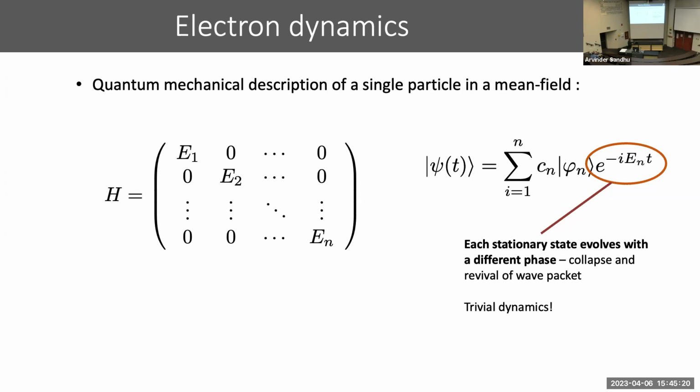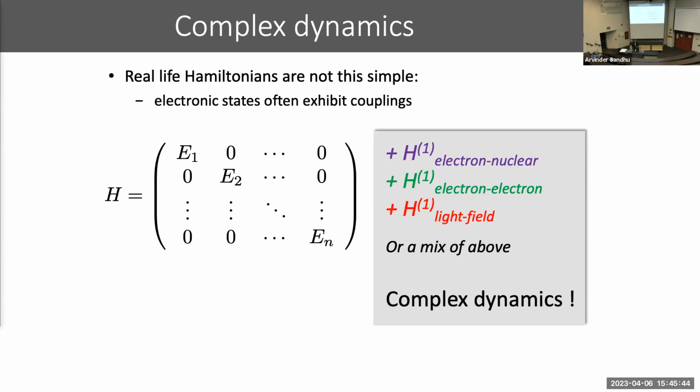So these energies decide how the system will evolve in time, right? If the Hamiltonian is fully diagonalizable, you can bring it into this form. The time dynamics is actually trivial. It's just some dephasing and rephasing of the wave packet. It's not super interesting. So the real stuff actually happens when the Hamiltonians are not simple, which is actually a lot of times the situation, right? Most of the times the situation.